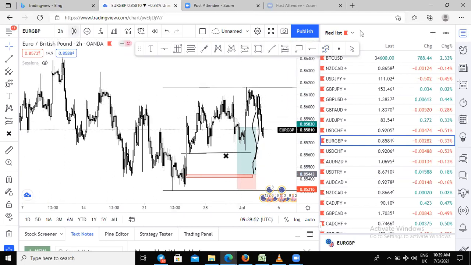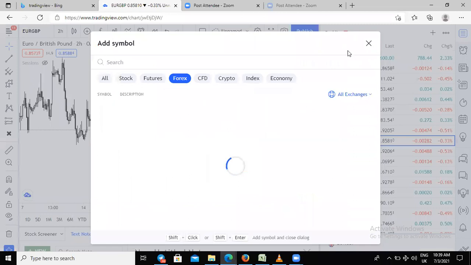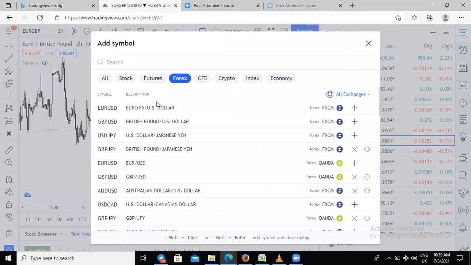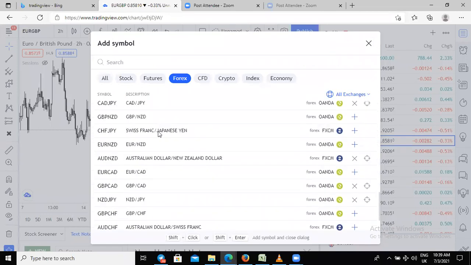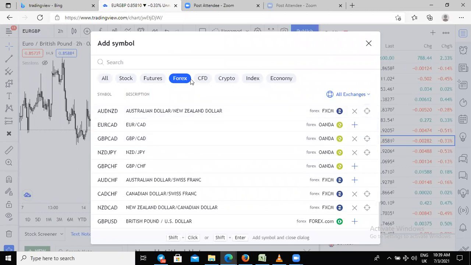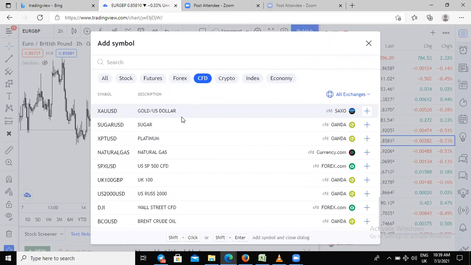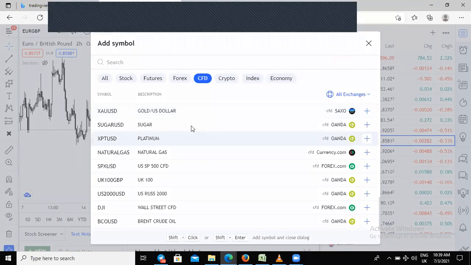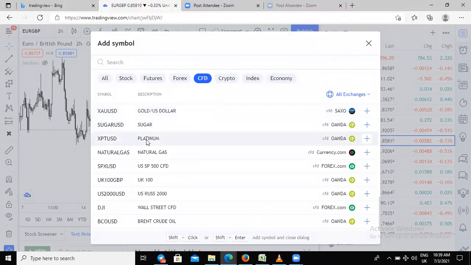If you want to add your favorites, you can always click on this point and add them. Look at the Forex market, there's a whole lot of charts for you to look at. Stocks, we have the CFD, which is the commodities. We have gold, sugar, platinum, UK 100, Wall Street. A whole lot of things to analyze.